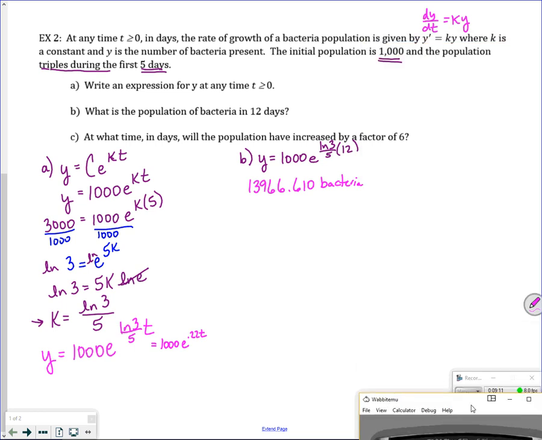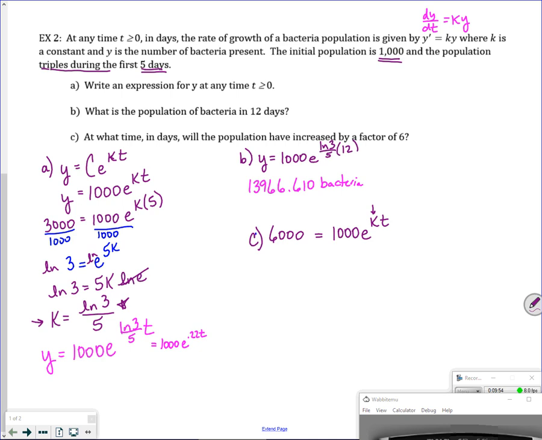All right, last one. Part C says, at what time in days will the population have increased by a factor of 6? So in other words, at what time in days? So obviously I'm solving for t. So I have 1,000 e to the kt. Remember, I know what k is. I can write it that way because I've established what it is. What am I trying to figure out? I'm trying to figure out when that is equal to increased by a factor of 6. Well, that would be 6,000, correct?